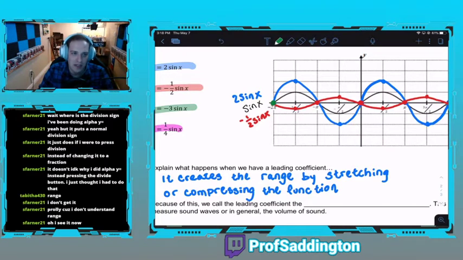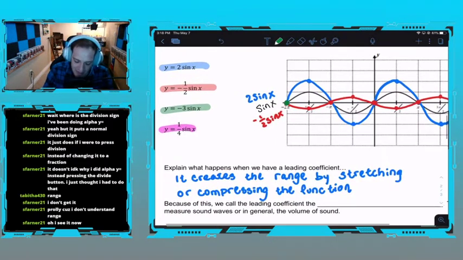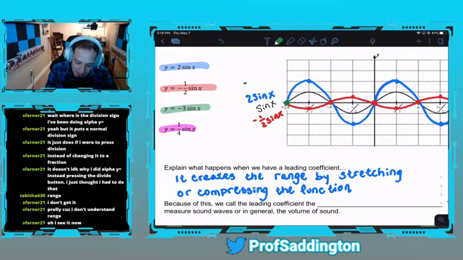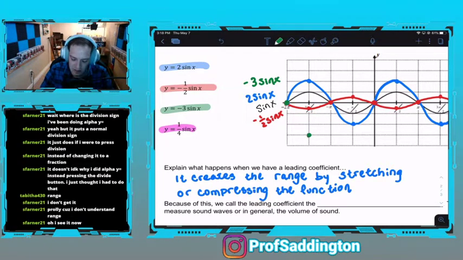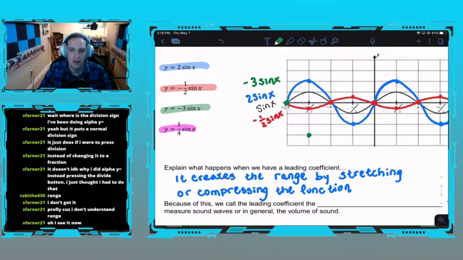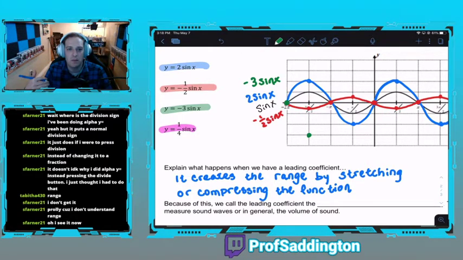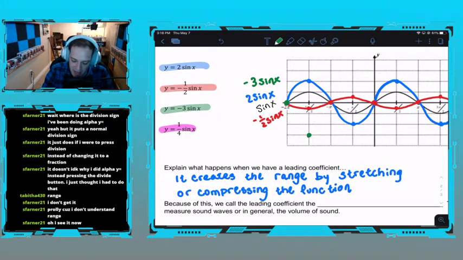So I'm starting at 0, and it says that the leading coefficient is -3 this time. So when I go to do the -3 pi over 2, I'm going down to -3. I don't need the calculator at all because it's telling me what the smallest number is. Then the graph is going to go back up to 0.